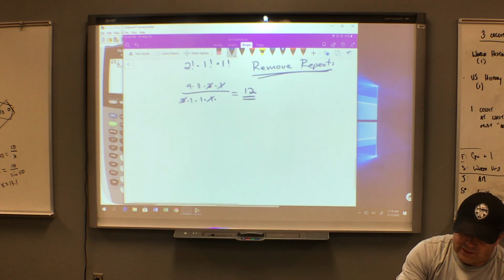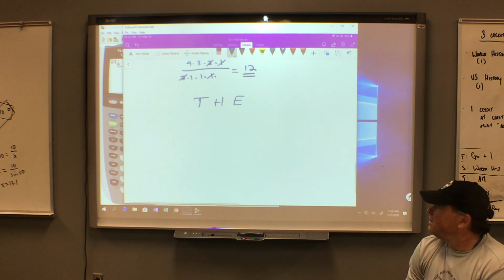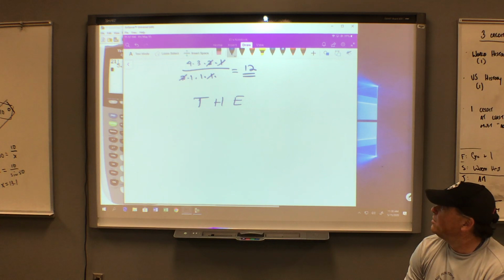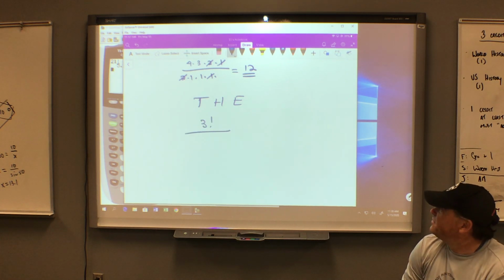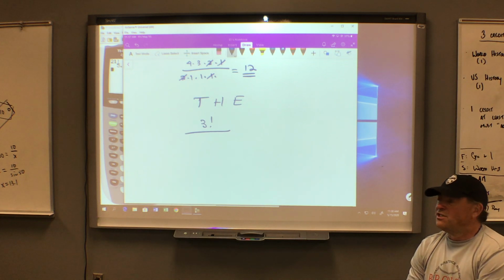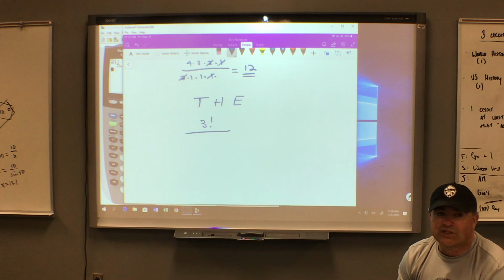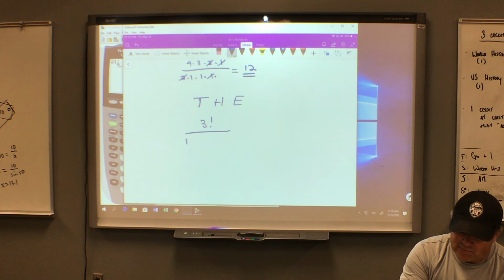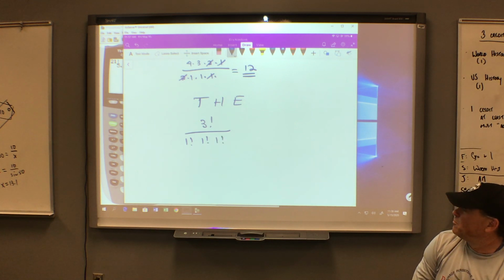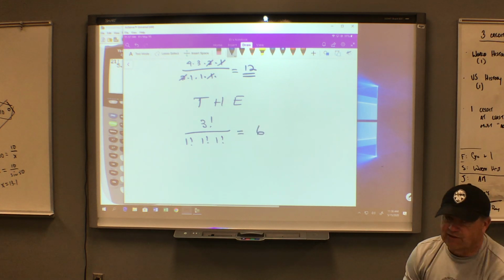Okay? If we take other words, let's take just the word the. Okay? Well, how many different ways? Well, there's 3 different terms, so there's your 3 factorial. Now, this is just a regular permutation because there's no letters to repeat, but just to show you that the distinguishable permutation format works, T appears once, H appears once, E appears once, and you end up with 3 factorial over 1, or just 3 factorial, 6.